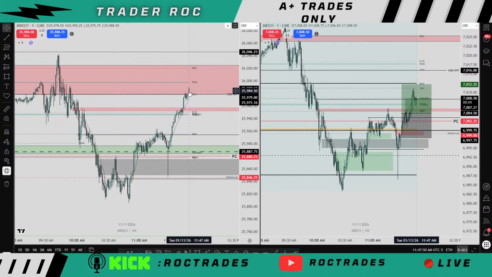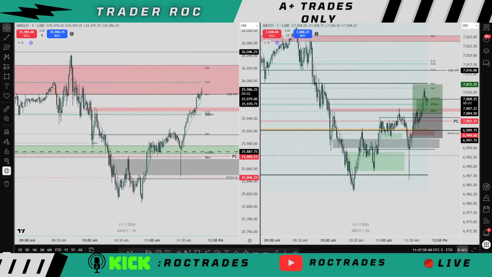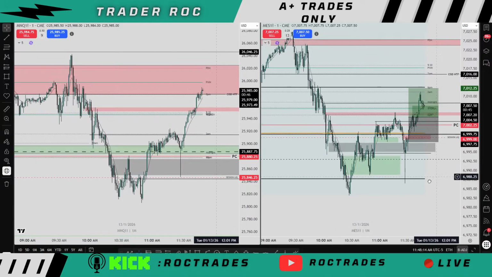That would be remarkable if we can go from this low to this high before the PM session. This is A plus volume. And then we have tomorrow. Okay, yeah. So tomorrow's pretty solid. We have PPI tomorrow. Nice, nice. Let me get these screenshots and then that's it for me.